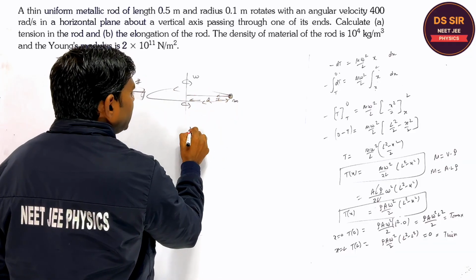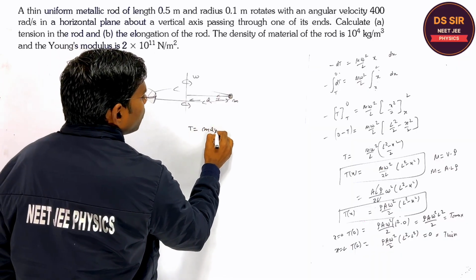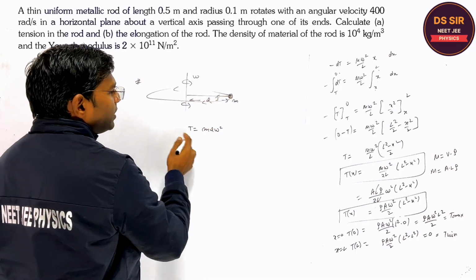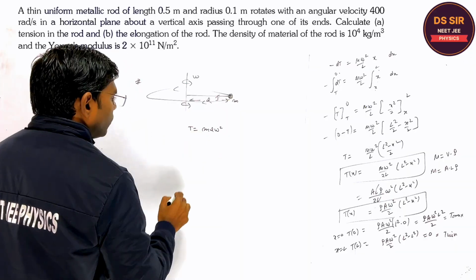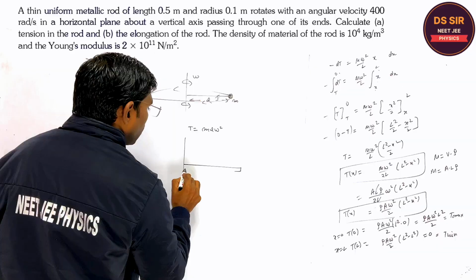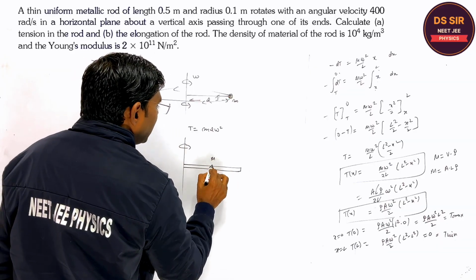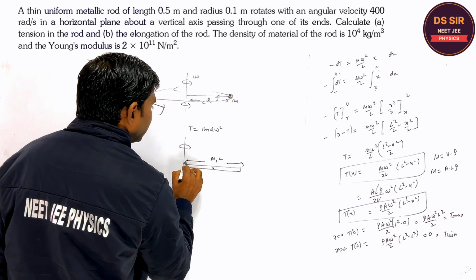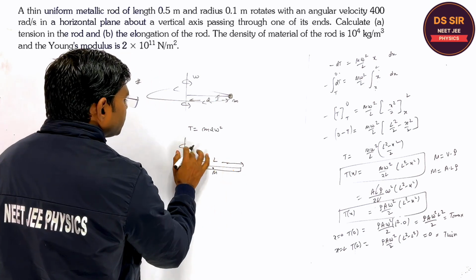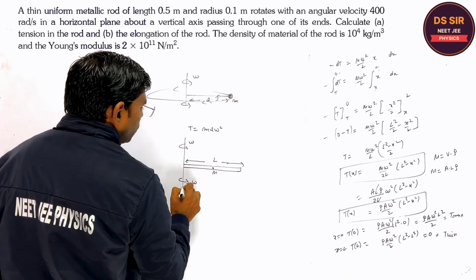Yes. The tension is nothing but ml omega square. The net force toward the center will provide the required centripetal force. But in place of this point mass, suppose there is a rod, and this rod of mass m and length L is rotating about this axis with angular velocity omega.